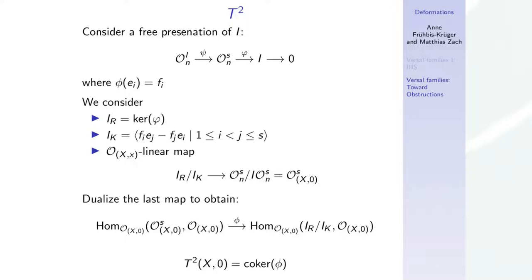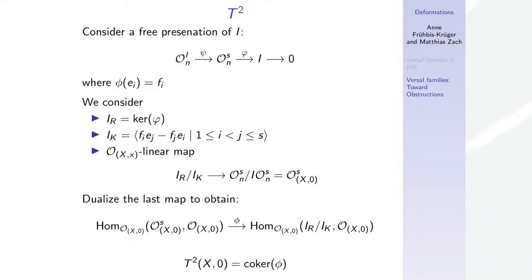Now, we take I_R to be the kernel of phi, which is the image of psi, because we are in an exact sequence if we look at free presentations. And we look at I_K, which are those relations that always exist, so-called Koszul relations. Because if you look at this and you map it via phi, it will go to zero just because f_i times f_j equals f_j times f_i. And therefore, we get an O_X-linear map, which maps the kernel modulo those relations that always exist, the Koszul relations, to O_n^s modulo I times O_n^s, or in other words, to the coordinate ring of our germ to the s.